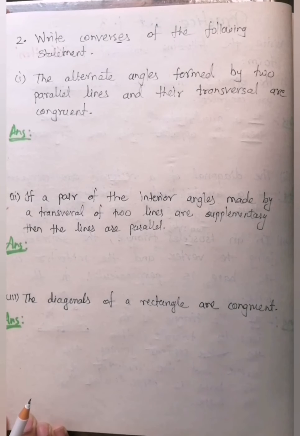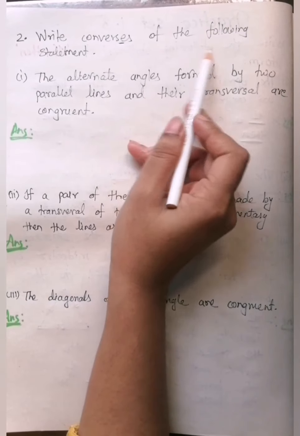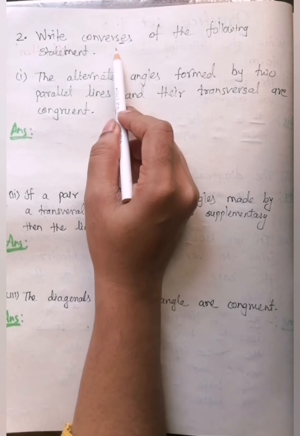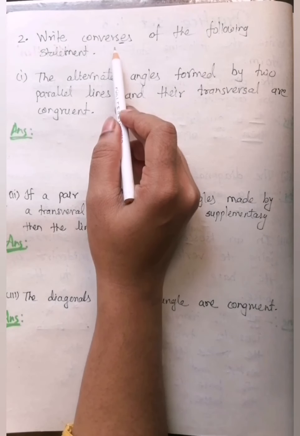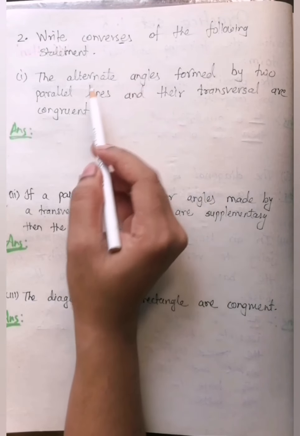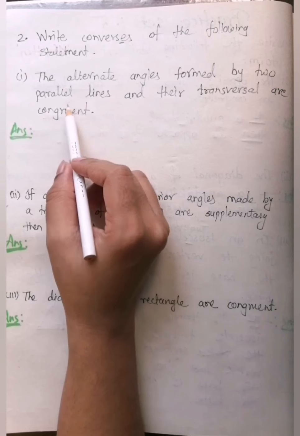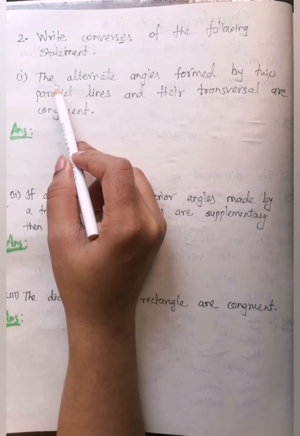So start with the second question on the same practice set: write the converses of the following statements. Now what is a converse? The converse is the interchanging of the consequent and the antecedent, including the if-then form. Okay, so we have to include if and then. So start with the question and what's the meaning of that?